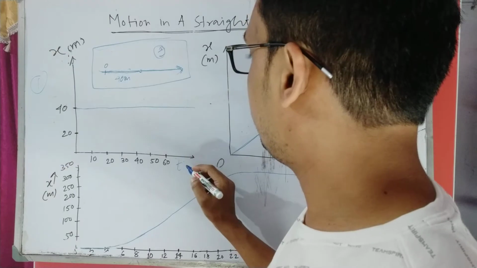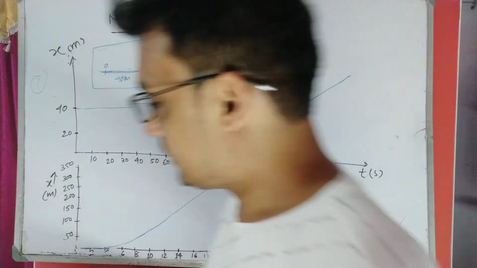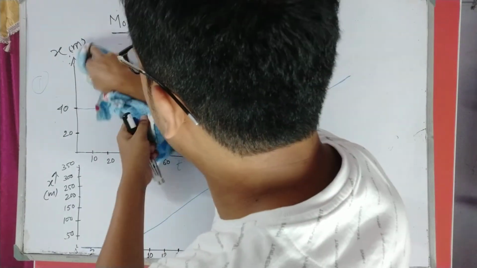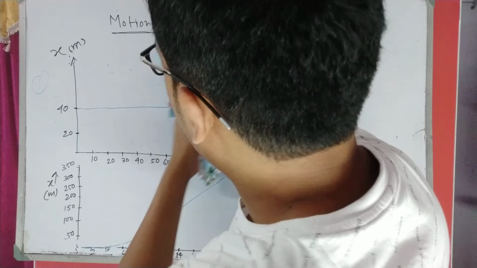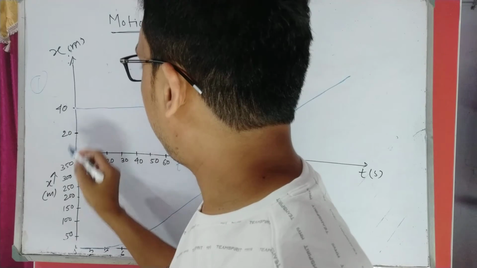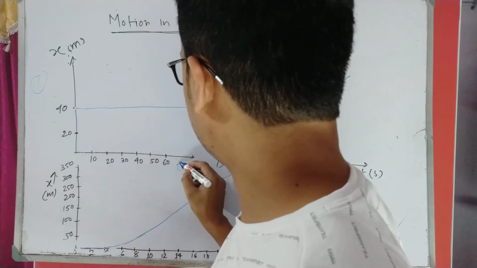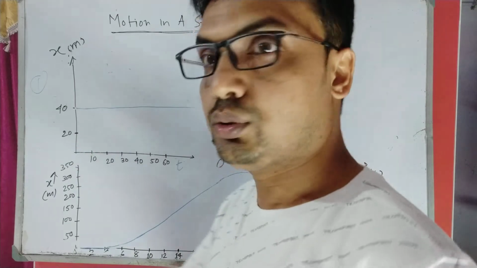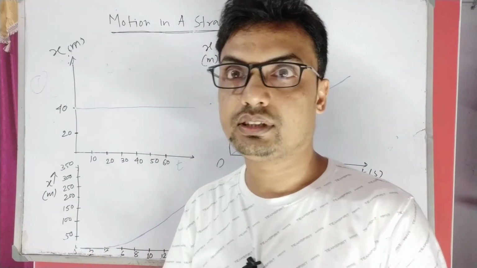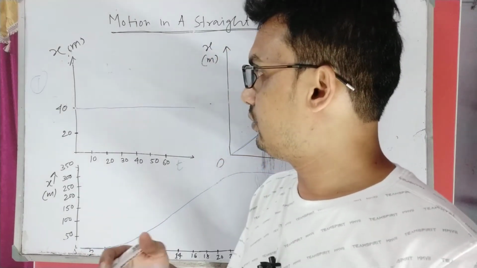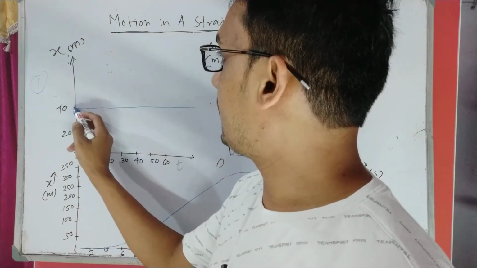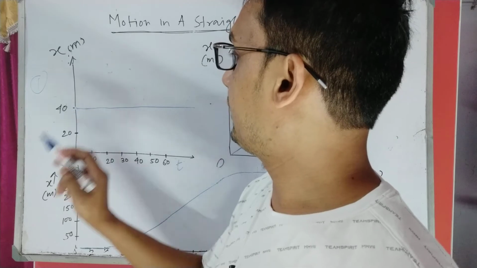This is time, let us say. So here you can see that this is the situation, and it can be represented in this graph. Here you see that at the beginning, when time was 0, that means when we started to see the event, or when we started to record the event, at that time the particle or the car was 40 meter away from the origin.